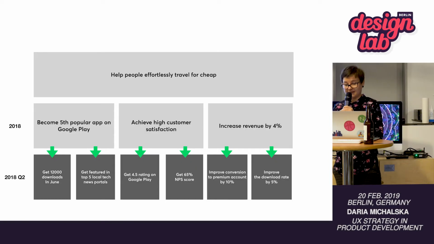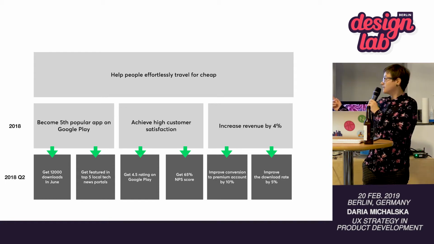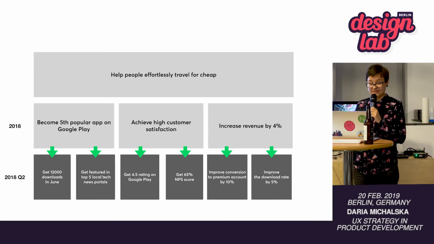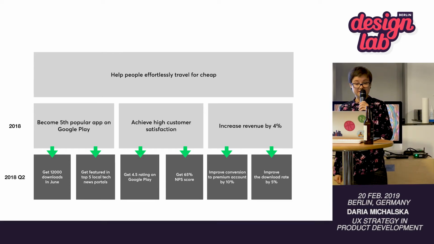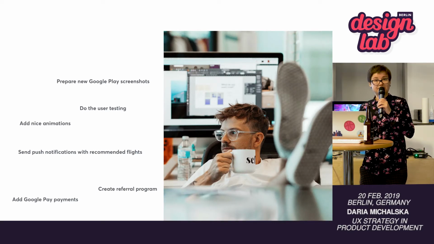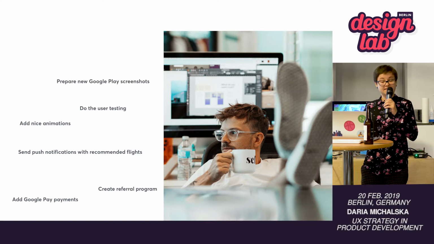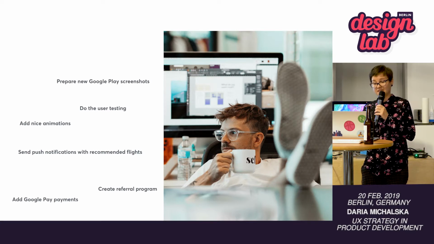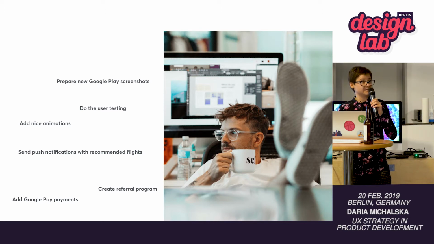And let's imagine again that we're the designer and we got those goals from our product manager. We want to increase the number of downloads. We want our app to be featured in news portals. We want to improve the Google rating, increase the NPS score, etc. And as designers, at least nowadays, we have a very vast set of techniques and methods to create solutions supporting our goals. For example, to drive a better download rate, we can prepare new Google screenshots. We can do user testing to see if there's something to increase our NPS score. We can add nice animations because why not? It often works.